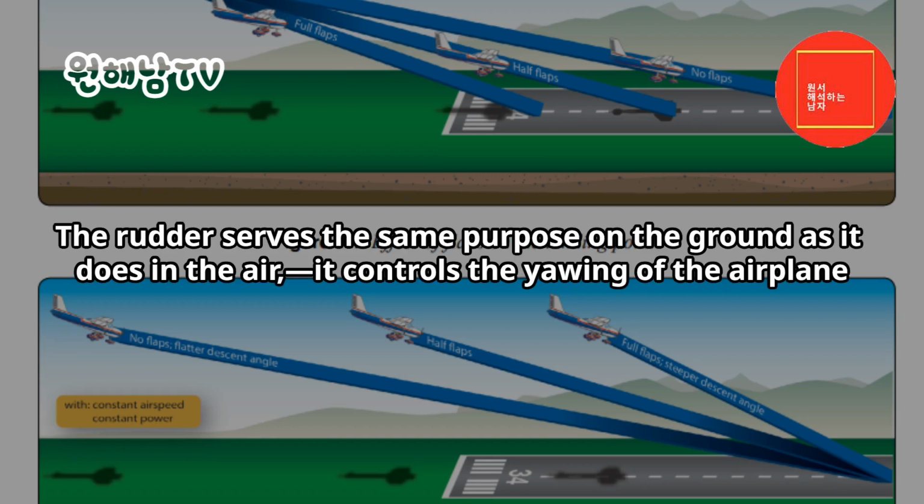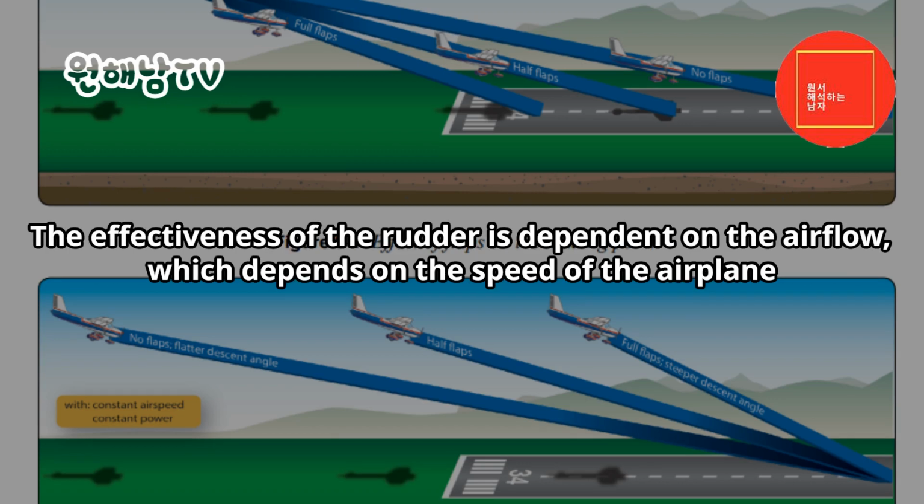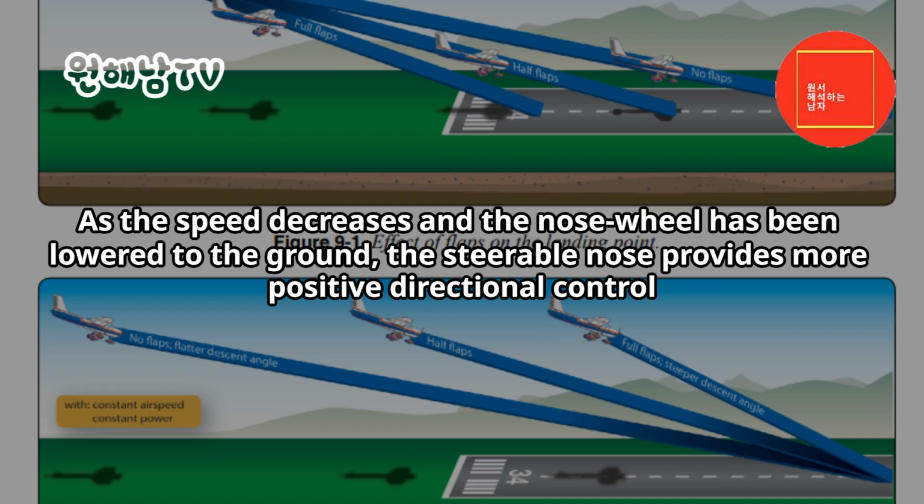The rudder serves the same purpose on the ground as it does in the air. It controls the yawing of the airplane. The effectiveness of the rudder is dependent on the airflow, which depends on the speed of the airplane. As the speed decreases and the nose wheel has been lowered to the ground, the steerable nose provides more positive directional control.